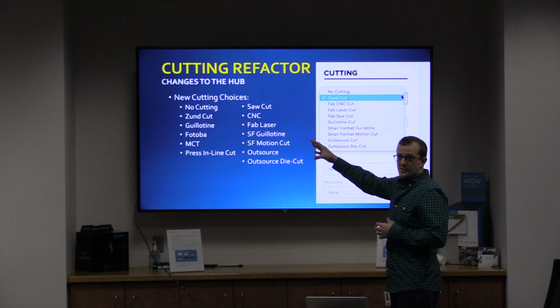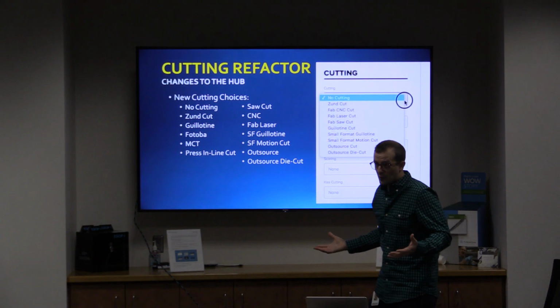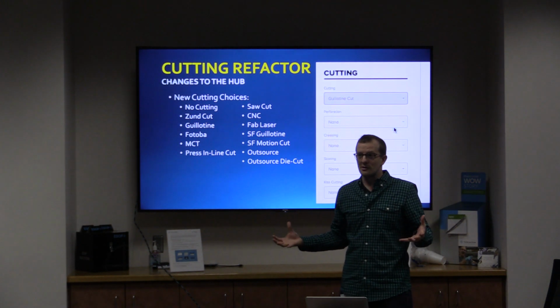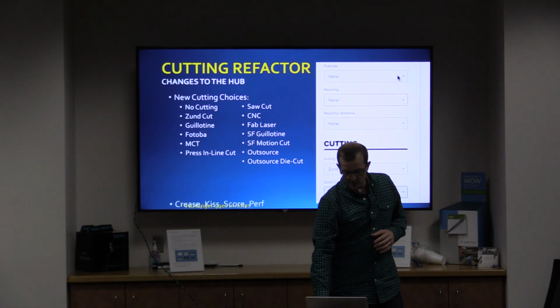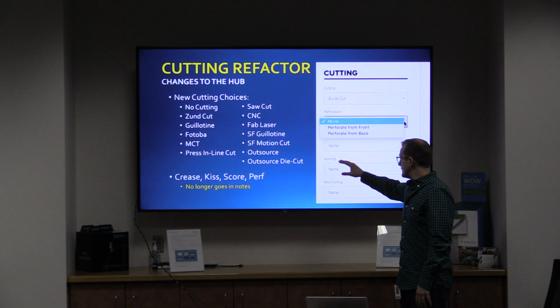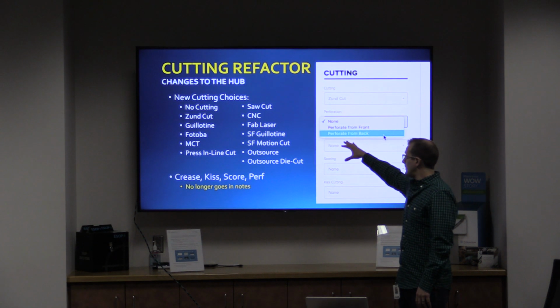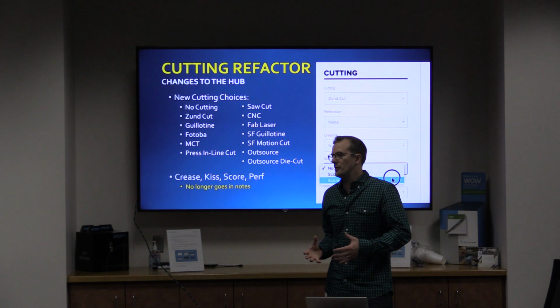Now, not all of these choices are in all of the products because you can't Zund cut a board, for example. So we're just going to provide what is possible per product. And as you can see, we've also incorporated the perforation, creasing, score, and kiss cutting front and back of your choices. Now you're taking it out. This is taking that information out of your notes.